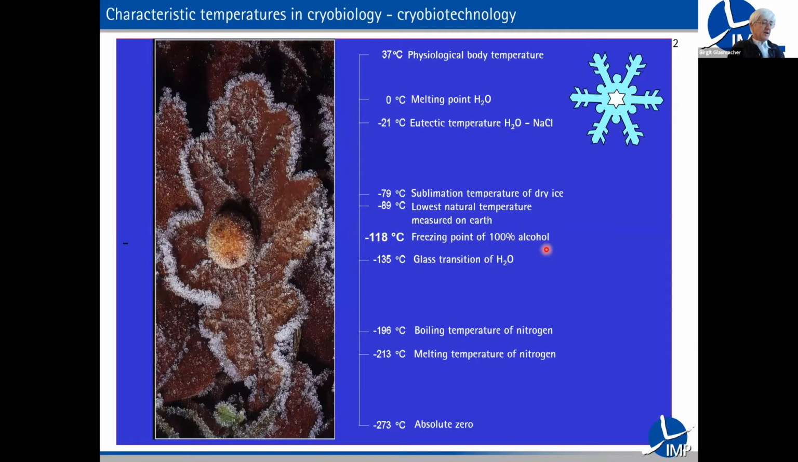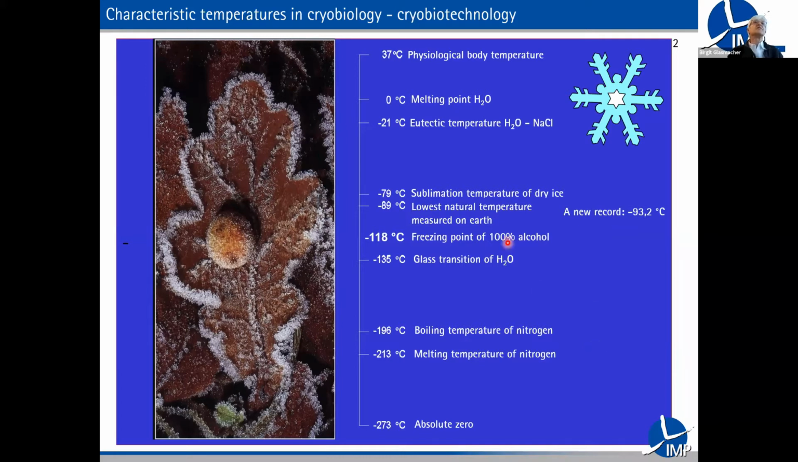You heard already a lot about cryo today. I just give you some information of data we need for my lecture, and I will skip those you have already heard. But it's very important to have this temperature scale all the time in mind. Of course, the physiological temperature, melting point of water, eutectic temperature of water with saline solution, and then the glass transition temperature of water, which already has been mentioned several times. And then we have liquid nitrogen temperatures.